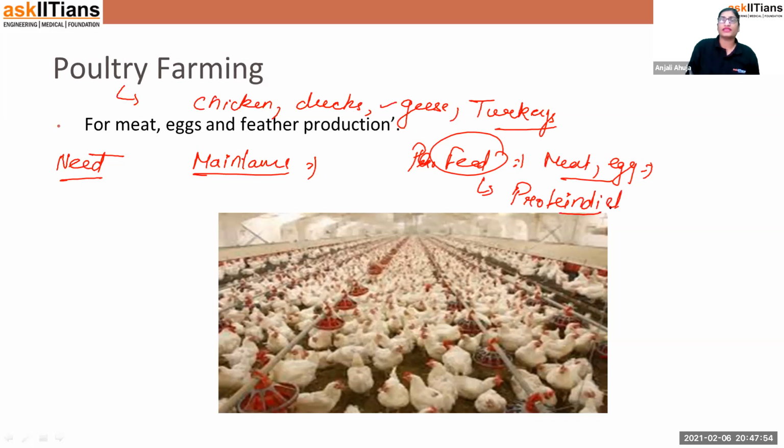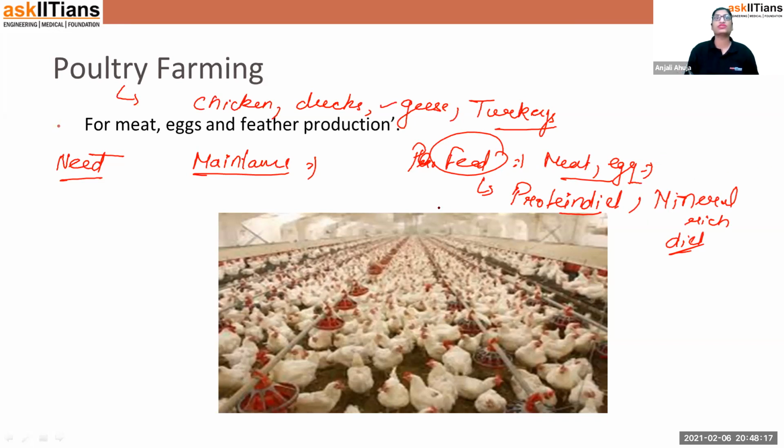Now, second thing, guys, eggshell has a deposition of minerals: calcium, phosphate, carbonates. So a mineral-rich diet is given to them. Obviously, carbohydrates are added by default because it's a source of energy needed by any animal. So carbohydrates are given. You can say this for any animal.